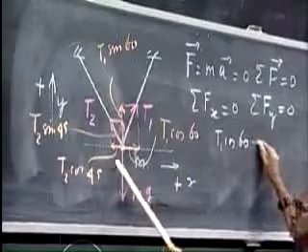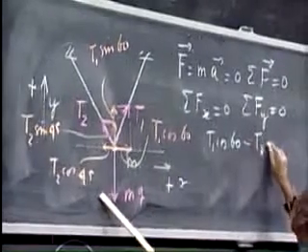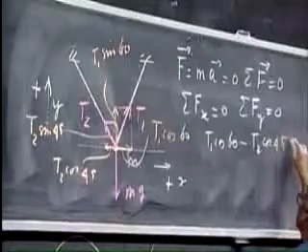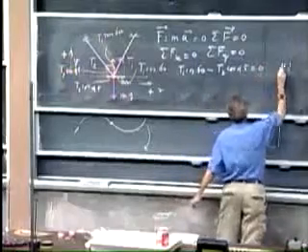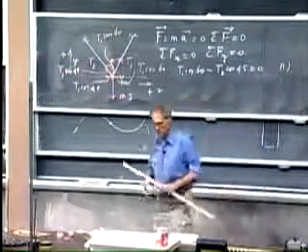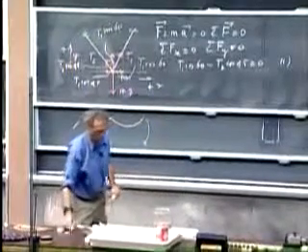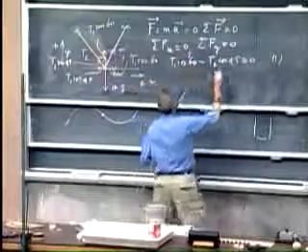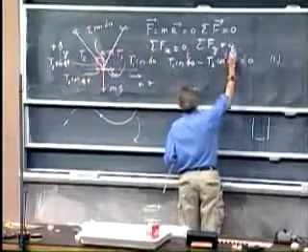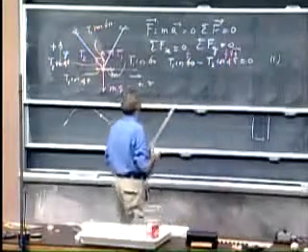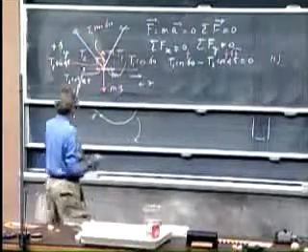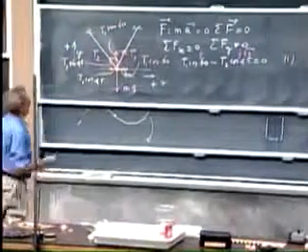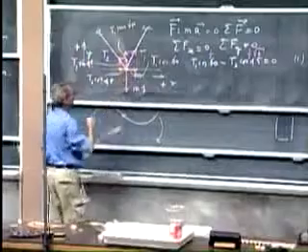minus T2 cosine 45 degrees equals 0. That's one equation. The cosine of 60 degrees is 1/2, and the cosine of 45 degrees is 1/2 square root 2. Now I go to the y direction. This is plus, this is minus.